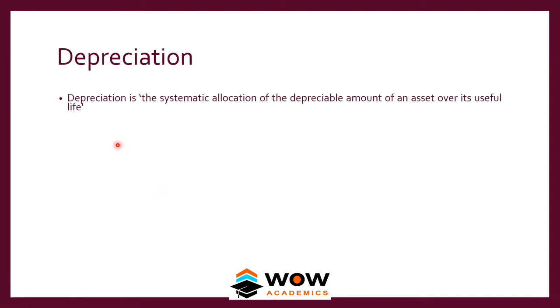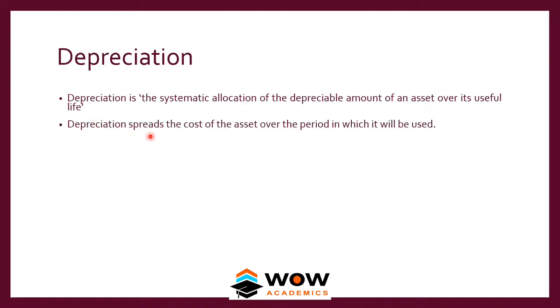So depreciation is the systematic allocation of depreciable amount of an asset over its useful life. So what we do is we take an asset value and we divide it over its useful life, and we put it in the P&L account. So we would have bought an asset for 1 lakh, and the life of that asset would have been 10 years. So it means every year the asset gets depreciated by 10,000. So every year we put 10,000 in the P&L expense.